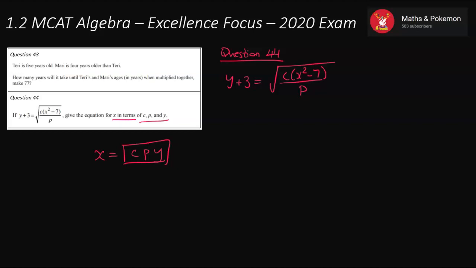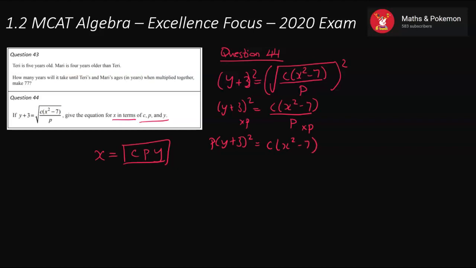I'm going to start by getting rid of this square root, and that's by squaring both sides. So that means y plus 3 squared should be equal to c times x squared minus 7, divided by p. We've still got more issues. That x squared is still locked away in the numerator, which means I need to get rid of the denominator. So I'm going to go times p both sides. So we've got p times y plus 3 squared is equal to c times x squared minus 7. We're still in trouble because that x is still locked away in another bracket, so I need to get rid of that c now. So I'm going to divide by c.